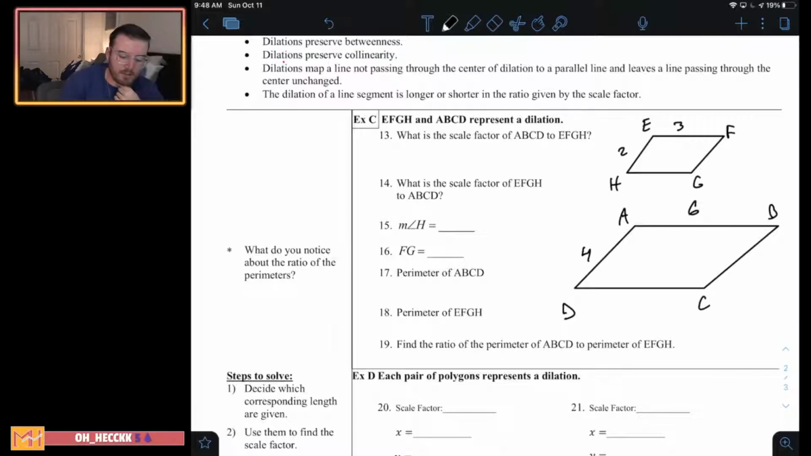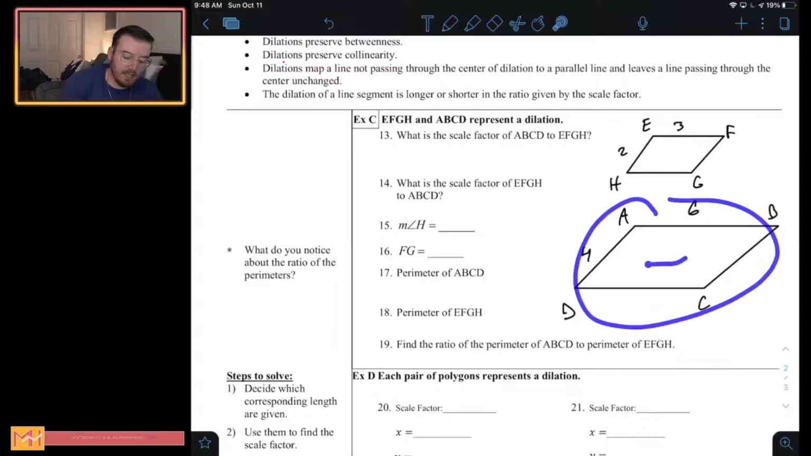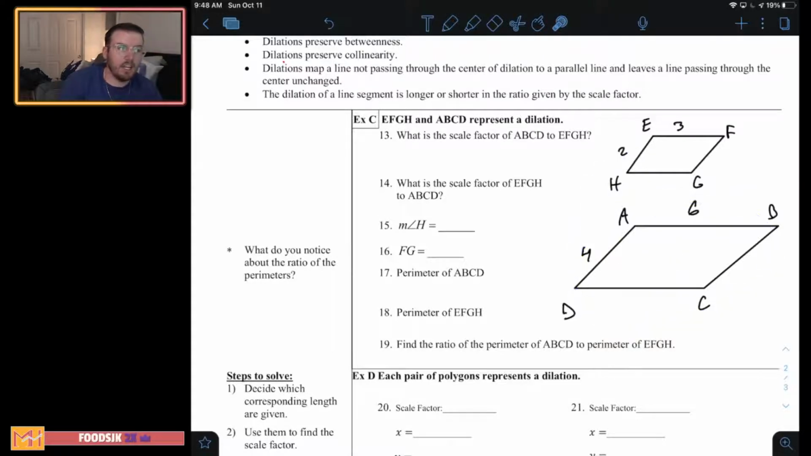What is the scale factor of ABCD to EFGH? Read that phrasing very carefully. What is the scale factor of going from ABCD to EFGH? In other words, it's shrinking. So our scale factor needs to be less than 1.